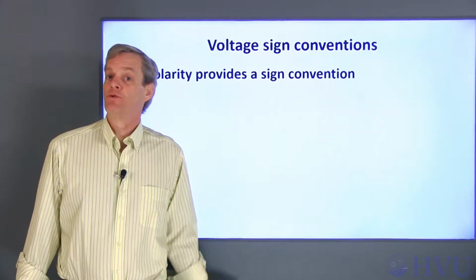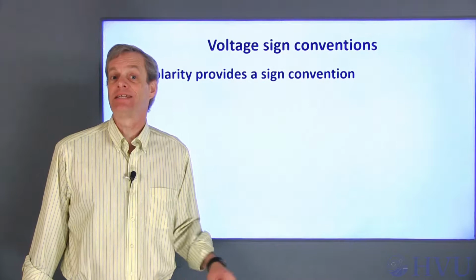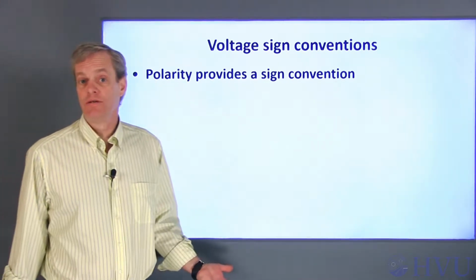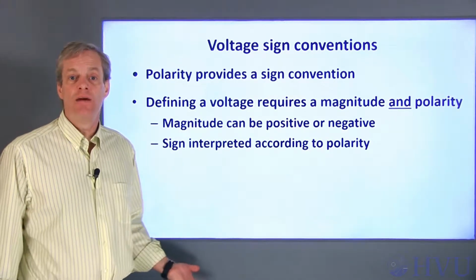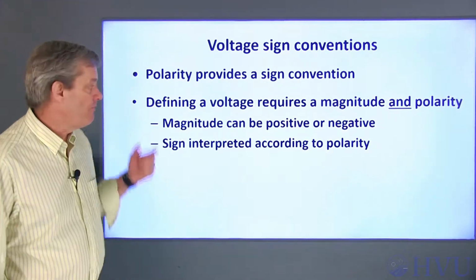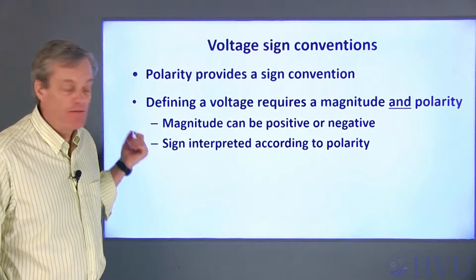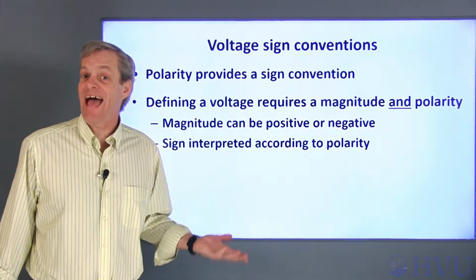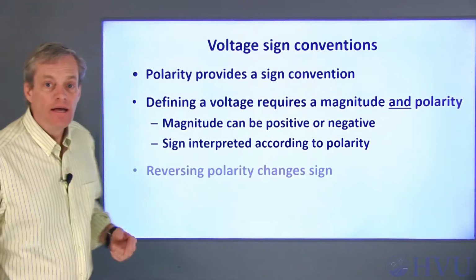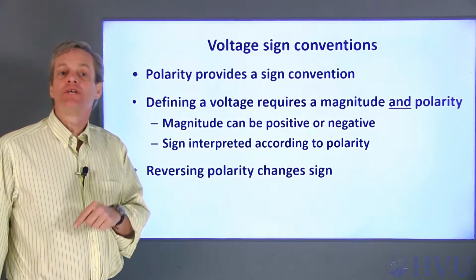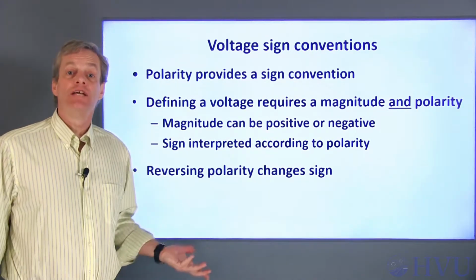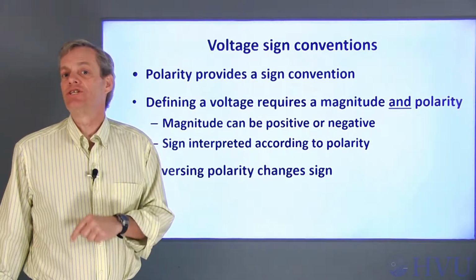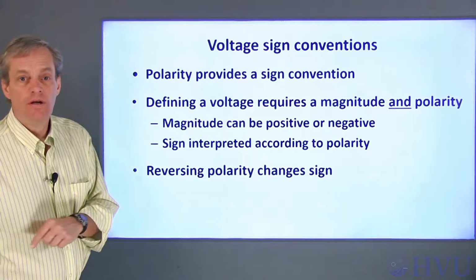In summary, since voltages can be either positive or negative, an assigned polarity simply provides a sign convention by which we can interpret the voltages. Any voltage in a circuit has two components: a magnitude, or numerical value, which can be either positive or negative, and a polarity, or a sign convention, by which we can determine which terminal is actually at the higher voltage. If I reverse the polarity and also change the sign on the magnitude, the changes cancel out and the voltages are the same. So reversing the polarity of a voltage changes the sign on that voltage value.